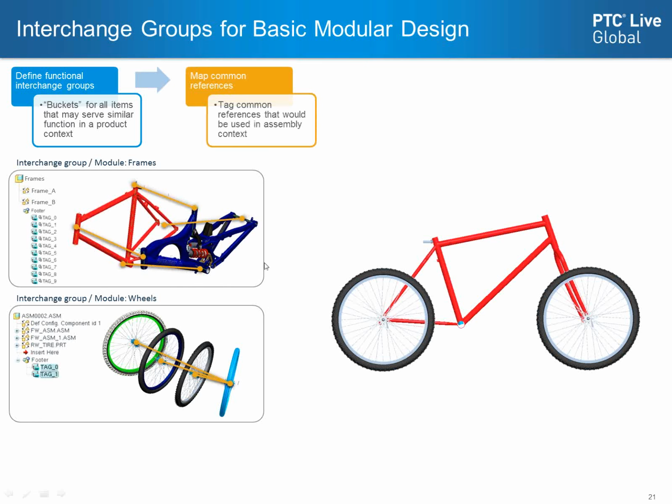Next is defining those common interfaces. We call them tags. Tags specify what is the equivalent interface in the other models, so in the other options for these models. So in this model, this is my fork axis, which is the same axis in this frame. And if there are other frames, the same tag would be used to specify which is the front axis for the fork in this frame and that frame and all other frames.